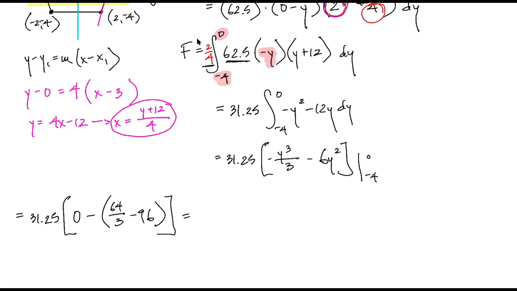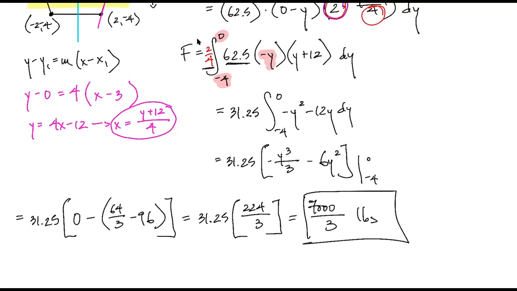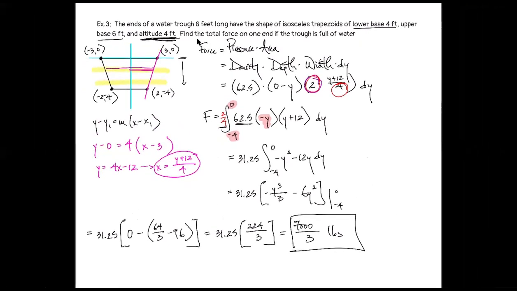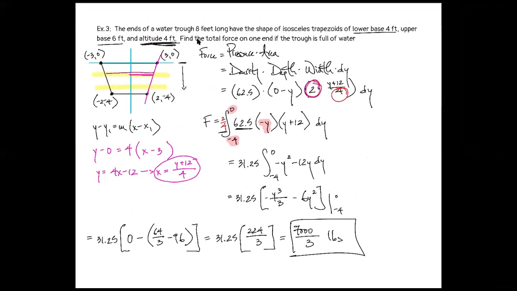Now, there's a couple negative signs I need to be careful of. But the inside fraction should become 224 over 3, I believe. And when you multiply that out, you should get 7,000 over 3 pounds of force along that trapezoidal end of the trough. Okay.